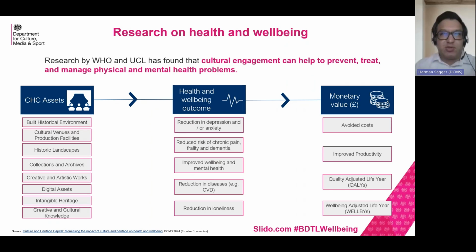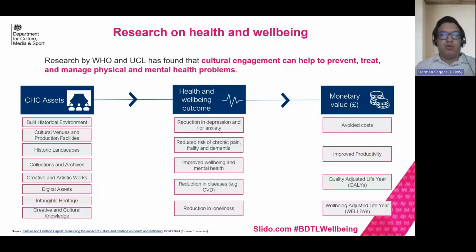Now, what we then had to do is work out how we turn that into a monetary value. There are four main ways of doing that. One is avoided costs: are you saving money for local health services? Then, if you have higher well-being or better health, you'll improve your productivity.